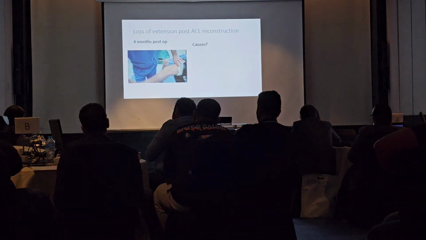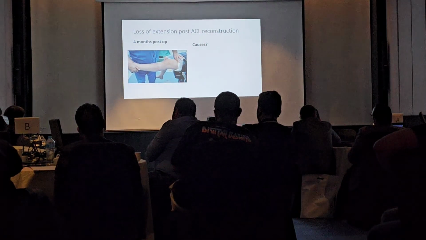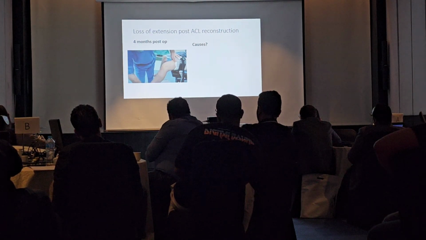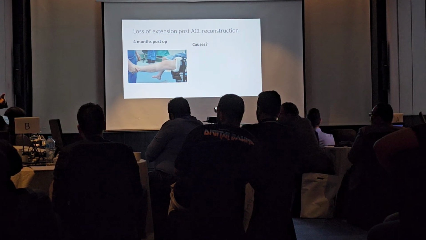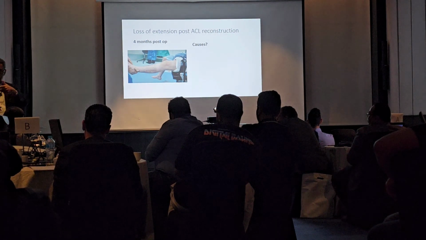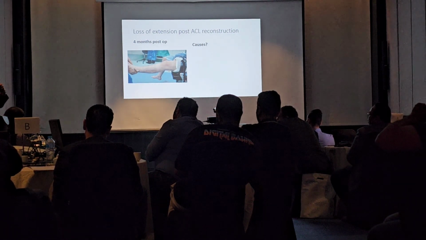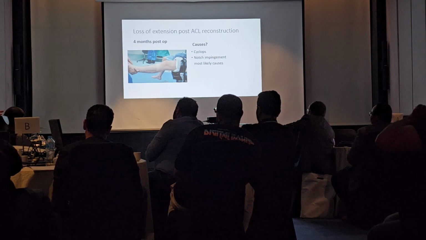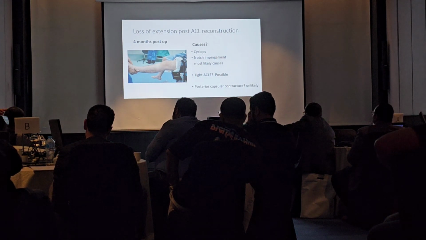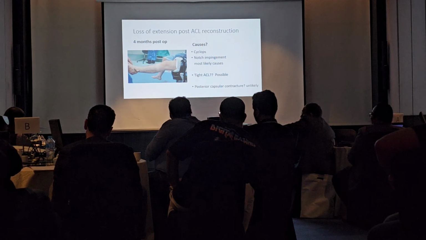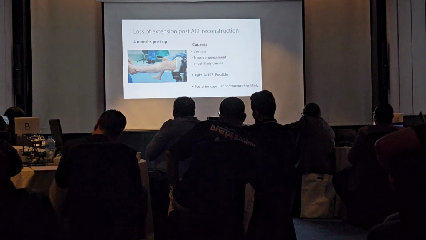Now, I have this patient who presented to me 4 months after ACL reconstruction. He has extension loss. What are the most common causes? Who knows? Cyclops lesion and tunnel valves, could be, and impingement in the tunnel, yeah? These are the most likely causes, but also a tight ACL in extension. This may be due to tunnel malpositioning. And posterior capsular contraction. This is unlikely because he's how much? 4 months. Now what to do?